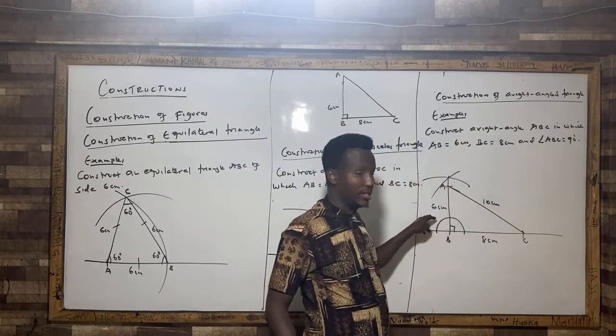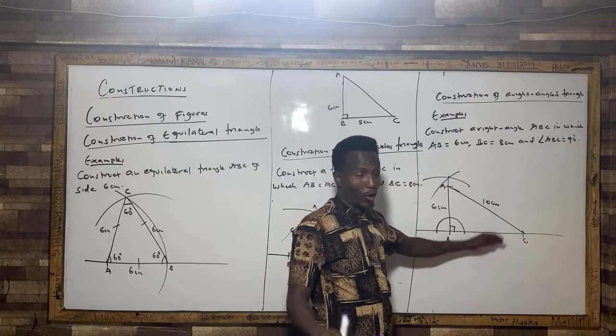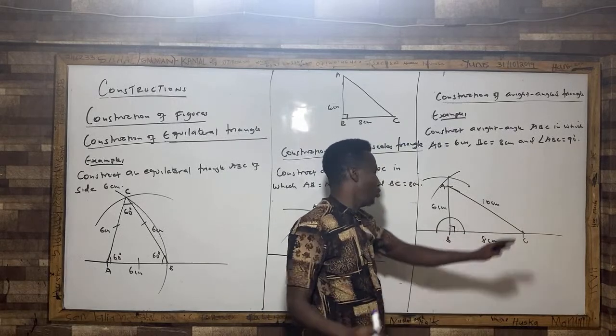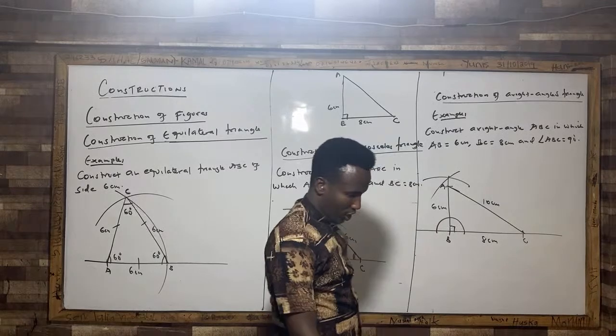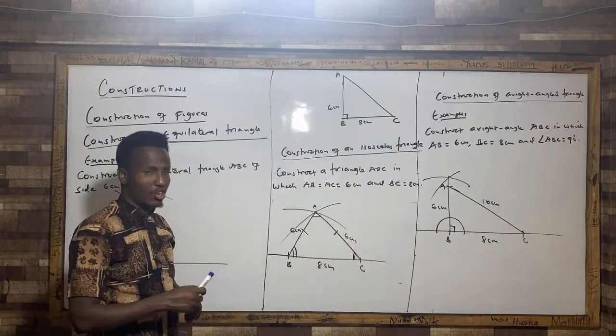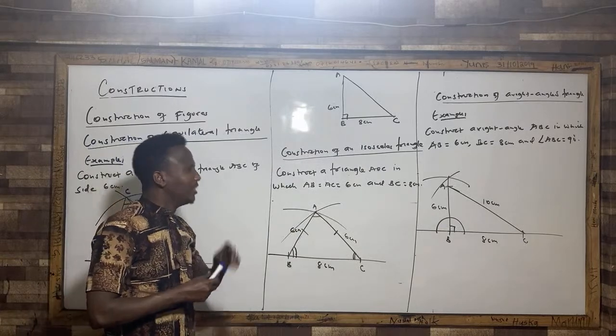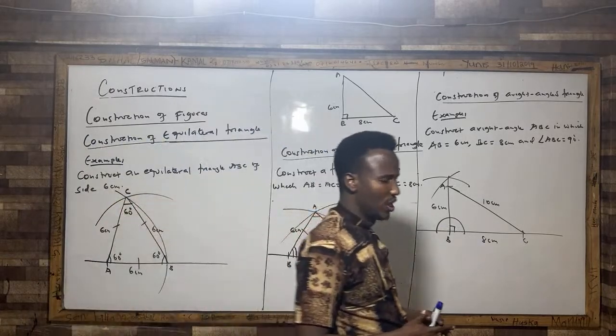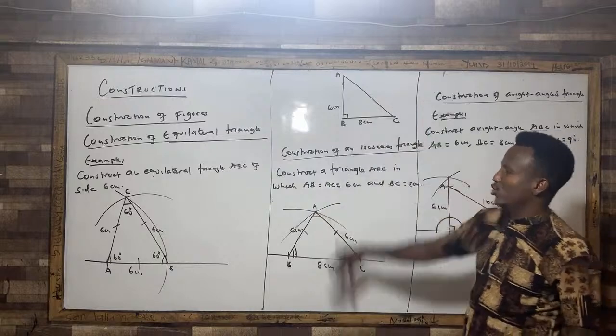6 squared is 36. 8 squared is what? 64. Add them. That's 100. It will give you 10 as far as the property of a right angle triangle is concerned. Okay? That's how we are going to construct the two triangles in mathematics.